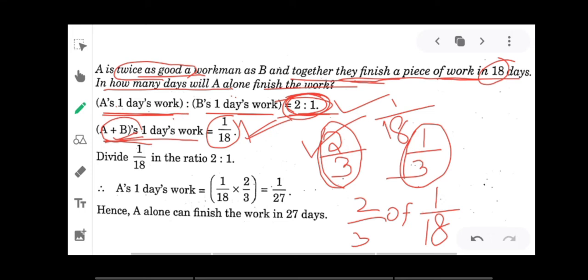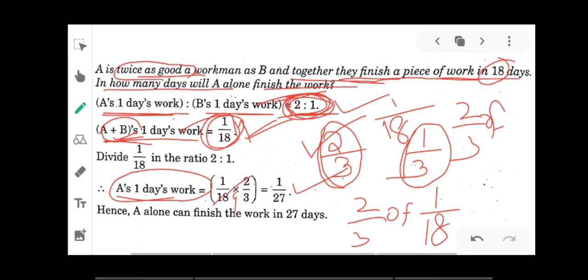Clear? A's 1 day work and B's 1 day work ratio is 2 is to 1. That means A's share will be how much? 2 by 3. Okay, so 2 by 3 of 1 day work, that is 1 by 18, equals A's 1 day work. Clear? So A's 1 day work equals 1 by 18 into 2 by 3, that is 2 by 54, so 1 by 27. That is A's 1 day work. If A's 1 day work equals 1 by 27, that means n equals 27. So A can finish the work in how many days? 27 days. Clear?